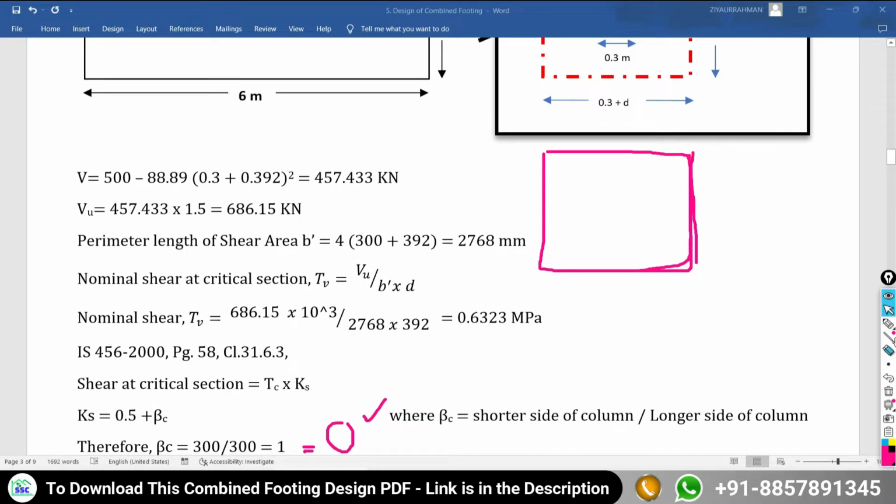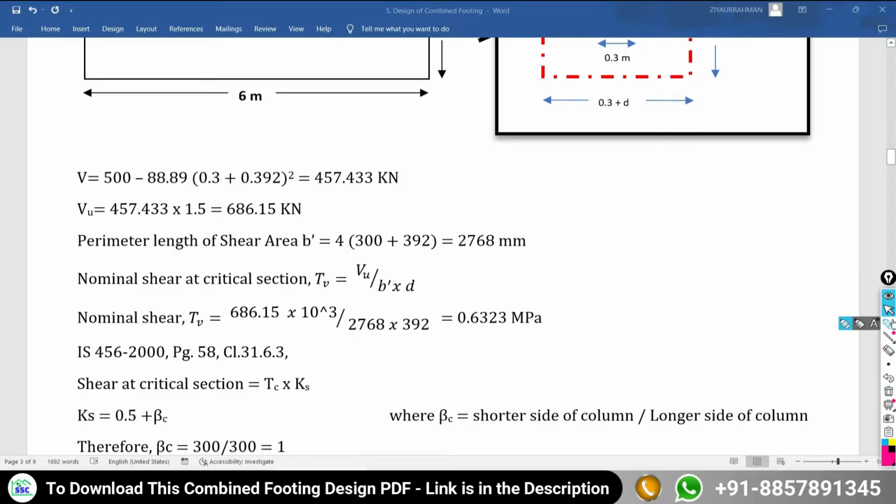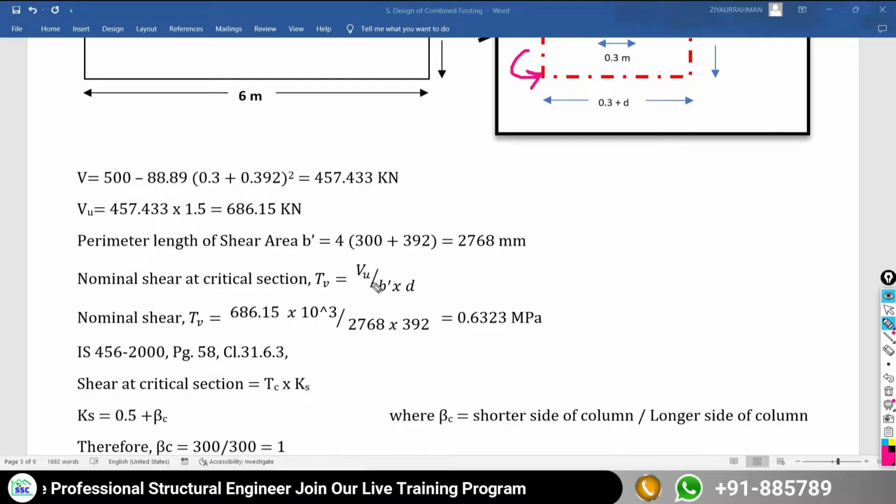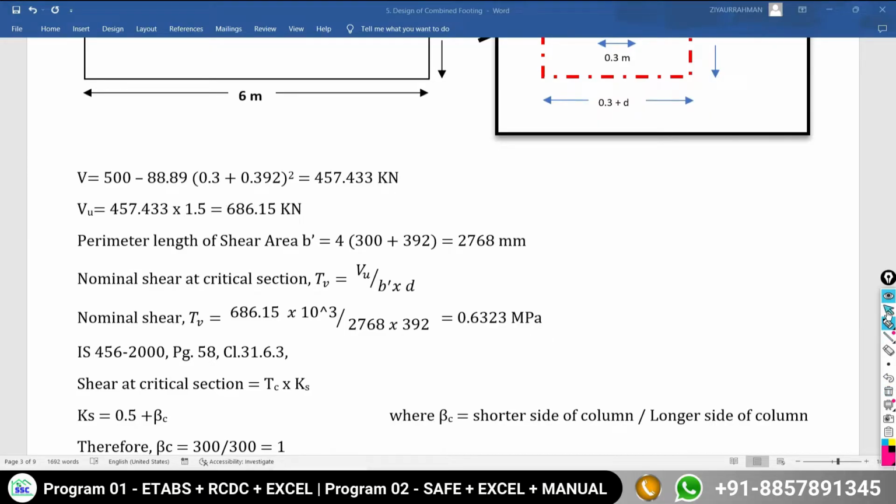Thereafter, you have to calculate the nominal shear at this critical section. How much nominal shear is going to be developed? The formula is Vu, the ultimate shear force, divided by perimeter multiplied by effective depth. With all of these values, you are getting the nominal shear at this critical section as 0.6323 MPa, Newton per mm square. Thereafter, I have to calculate the critical capacity of this punching shear section.